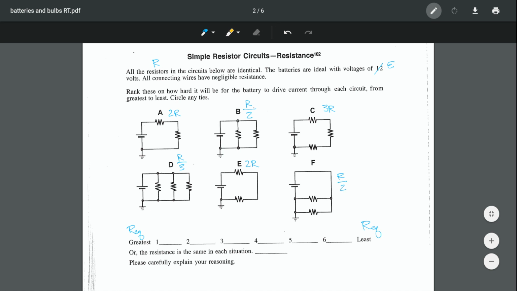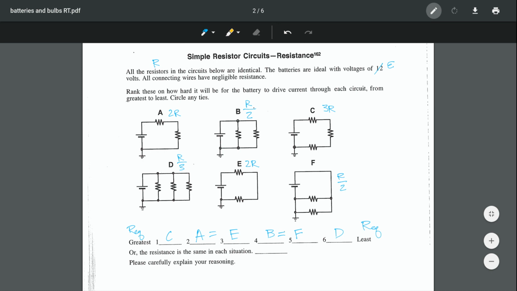So we can rank those from greatest equivalent resistance to least equivalent resistance. The greatest is going to be case C with 3R. Then we have cases A and E, both at 2R. And then cases B and F are both at R over 2. I know I'm not circling any ties, but I'm trying to make it super clear. B and F are R over 2. And then the least equivalent resistance is case D here at R over 3.